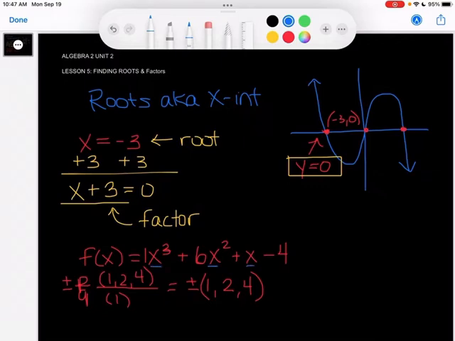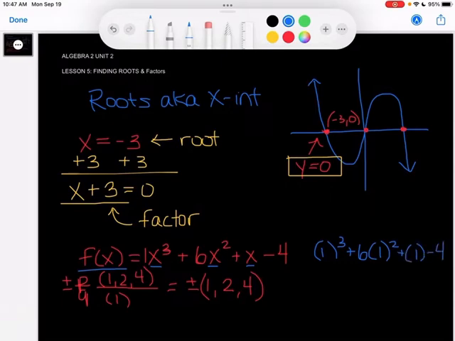And if you end up with it equaling 0 after you plug it in here, then you know that that's a root, because remember, if you plug it in and then you end up with 0, that's what y equals. f of x is the same as y, then that is a root. So we could plug it in. So let's try 1. 1 cubed plus 6 times 1 squared plus 1 minus 4.